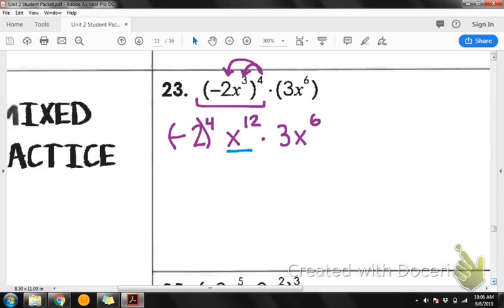Can you see a base for both of these x's? Do they have a base? Do they have a variable? Mm-hmm. So when you can see a base, you're supposed to add your exponents. Before you take care of your coefficients, you're going to have to take care of this guy first before you do anything with the 3.